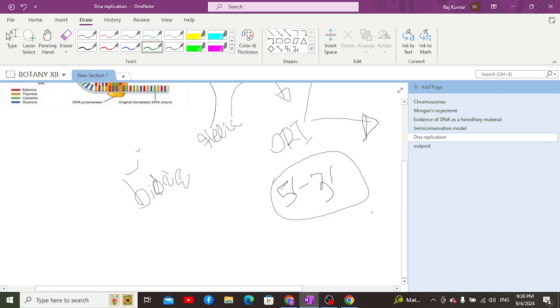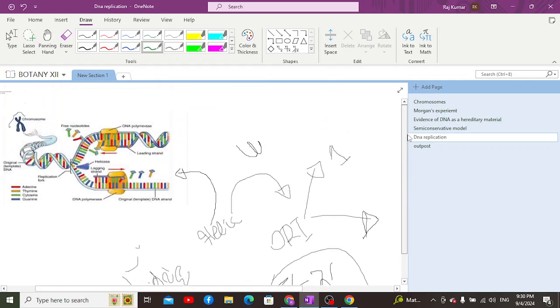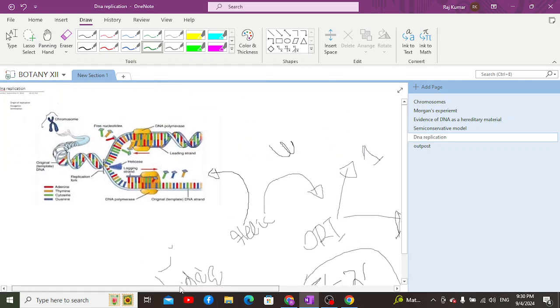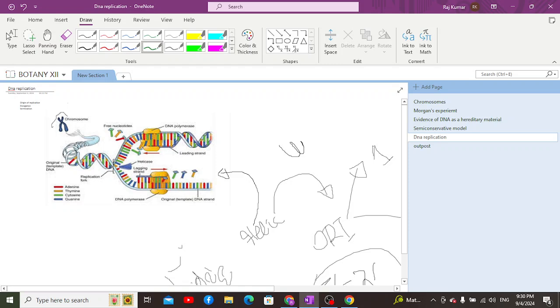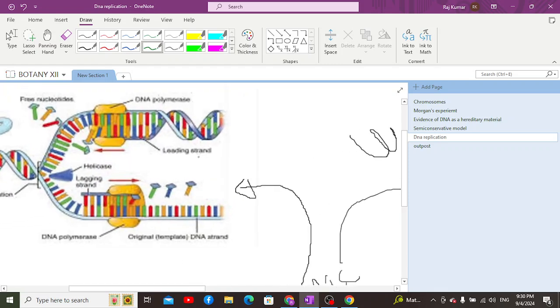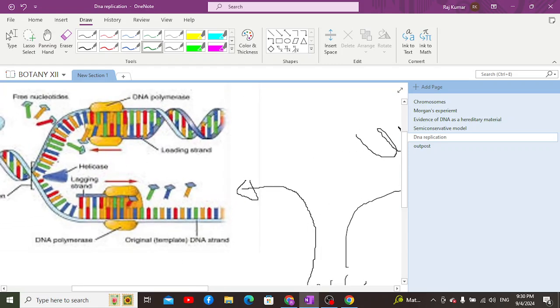Now, this is about a concept. Now, if we talk about DNA replication, when the helicase enzyme acts on the DNA strand in order to break the hydrogen bonds, it creates a bubble of replication, a bubble in which the entire DNA strand is covered.